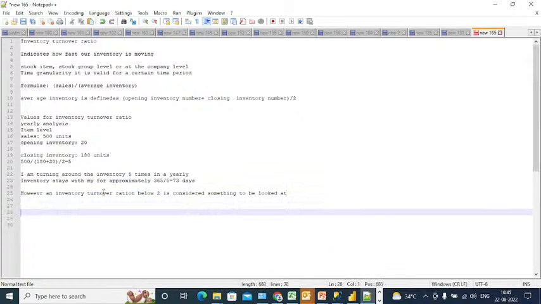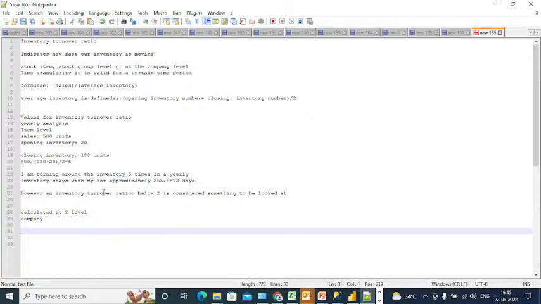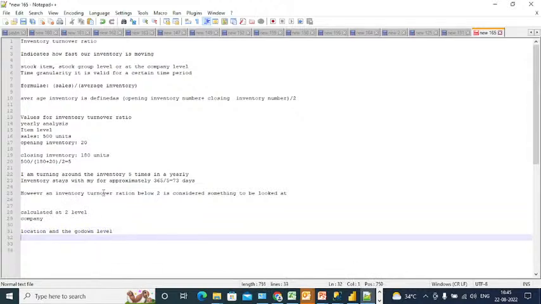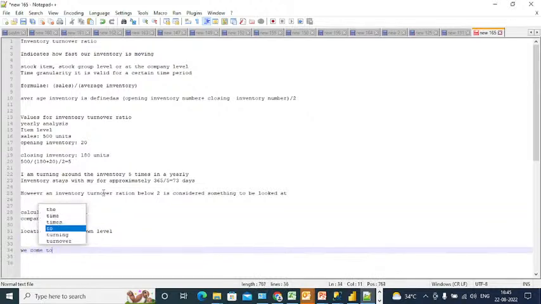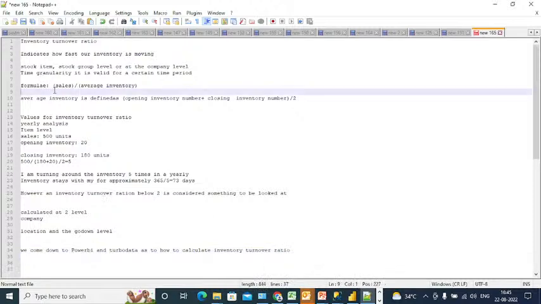Now, the inventory turnover ratio can be calculated at two levels. One is at the company level, and the second is at the location and go-down level, right? So this is how it is going to be. Now we come down to Power BI and Turbodata to see how to calculate inventory turnover ratio, right? So we start with this: sales divided by average inventory.